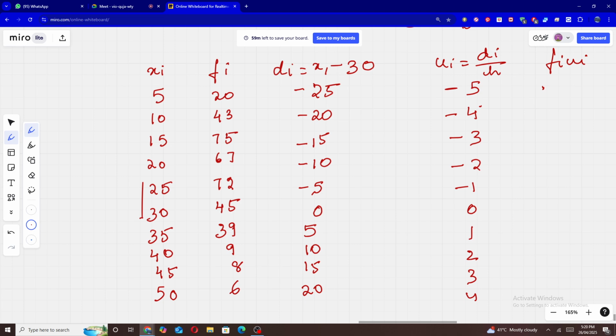I didn't add Fi. What's Fi total? Answer, Fi total. I did do that. What is coming for FiUi? Whoever has taken 30 as the assumed mean, FiUi is equal to 384. And what's Fi? 15 into Fi 7 is equal to 384. The whole thing is 210.